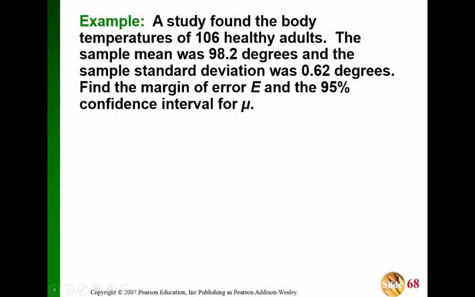So here it says a study found this same problem, right? Except now we're going to do it for real, without assuming that your mean or your standard deviation for the population is 0.62, because it's not. This is the standard deviation for your sample. So this is a case where we would say, okay, I'm finding the estimate for the mean, and I don't know what the population standard deviation is. So let's see what we can find.